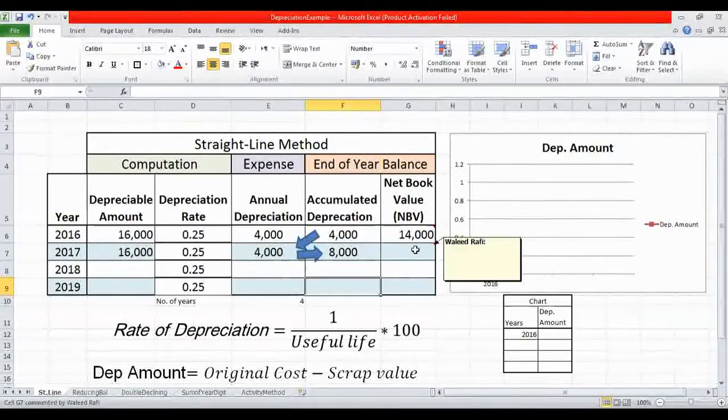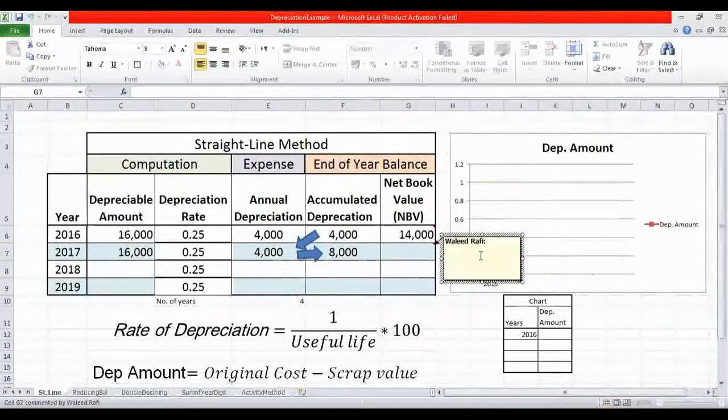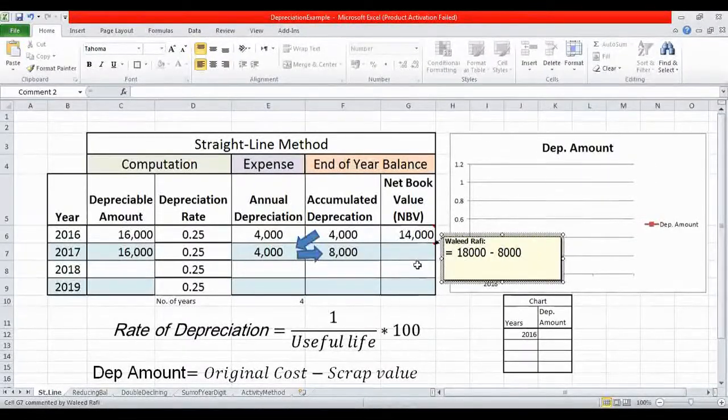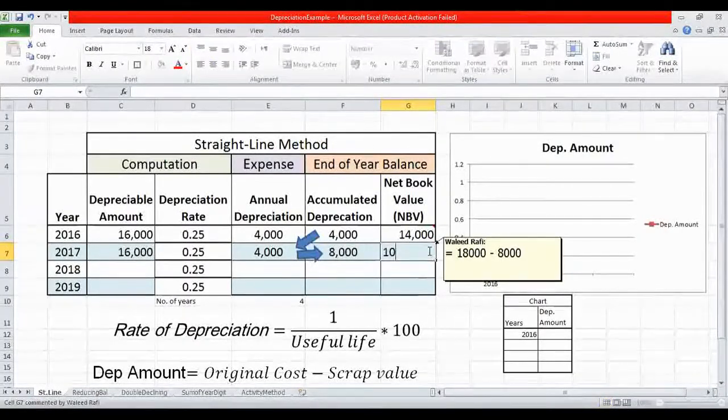So let's write over here the formula. It is equal to 18,000, which is our total cost, minus our 8,000, which is our accumulated depreciation. So this is going to be the net book value of the asset in the second year. So over here, we are going to write 10,000.